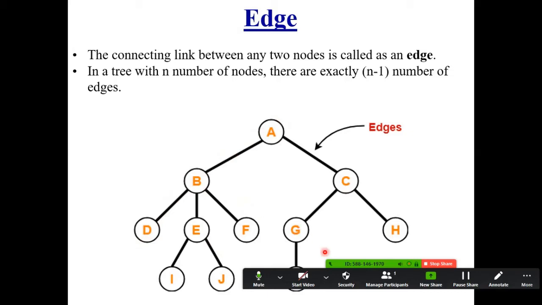As we know, a tree with n number of nodes has exactly n minus 1 edges. So how many nodes are there here? 5 plus 3, 8, 8 plus 3, 11. Totally I have 11 nodes. So how many edges are there? It should be 10. You can count: 1, 2, 3, 4, 5, 6, 7, 8, 9, 10. We have 10 edges because it has 11 nodes. Number of edges in this tree is 11 minus 1, which is 10.